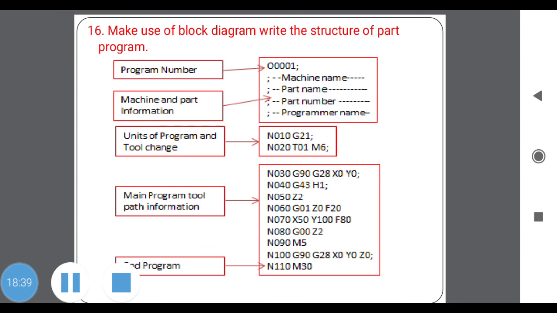Third block is units of program and tool change. Here you know the N010, G21, N020, T01 M6. Here N has the sequence number, G code and T01 M6.